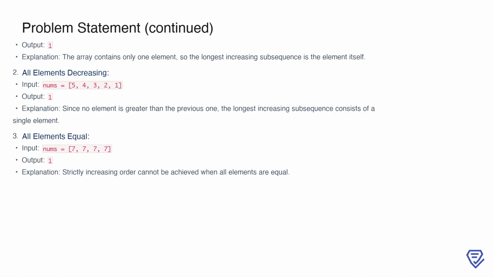For example, if nums equals 1, the output is simply 1, as the array itself is the longest subsequence. Another case is when all elements are in strictly decreasing order, such as nums equals 5, 4, 3, 2, 1. Here, the output is also 1, as no element is greater than the one before it. Similarly, if all elements are equal, like nums equals 7, 7, 7, 7, the output remains 1, since increasing order cannot be achieved. These examples highlight the importance of handling edge cases in the solution.